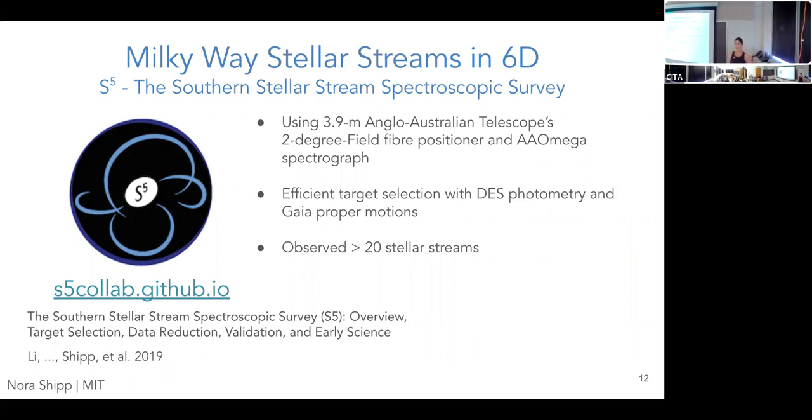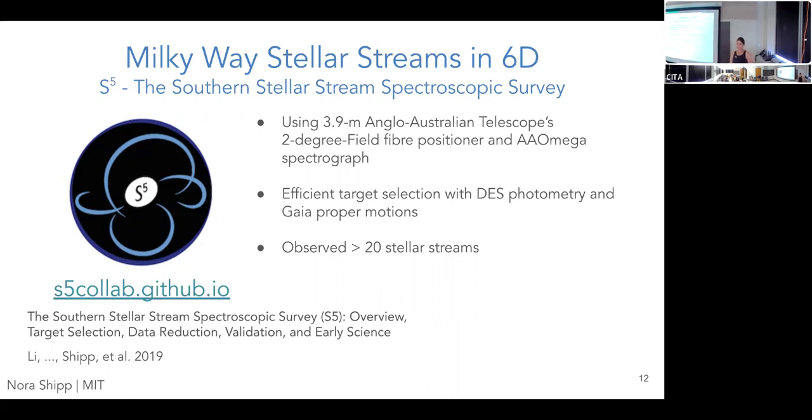Prior to S5, there really was no systematic spectroscopic survey of stellar streams. And this was largely due to the difficulty of target selection. Streams are very diffuse, they're very stretched out on the sky, so it can be difficult to get sufficient time to observe all the member stars if you're not able to efficiently select likely target members. But by taking advantage of the very precise DES photometry and the new proper motion measurements from Gaia, we're able to much more efficiently select targets.